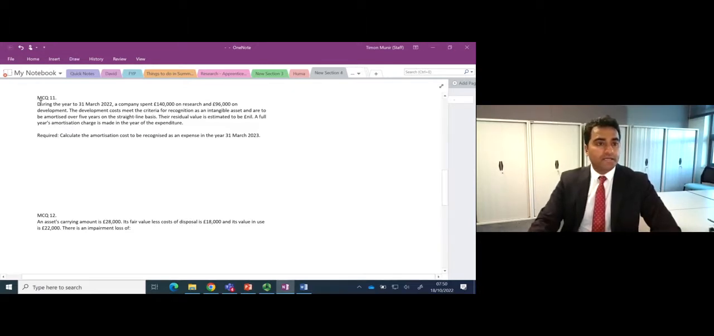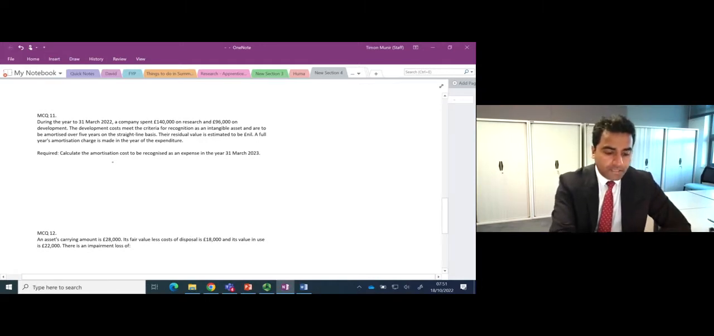So the first question, as you can see, during the year to 31st of March 2022, a company spent 140,000 on research and 96,000 pounds on the development. The development cost meets the criteria of recognition as an intangible asset and are to be amortized over 5 years using a straight line basis. The residual value is estimated to be nil. A full year amortization is made in the year of the expenditure. Required, calculate the amortization cost to be recognized as an expense in the year 31st of March 2023.